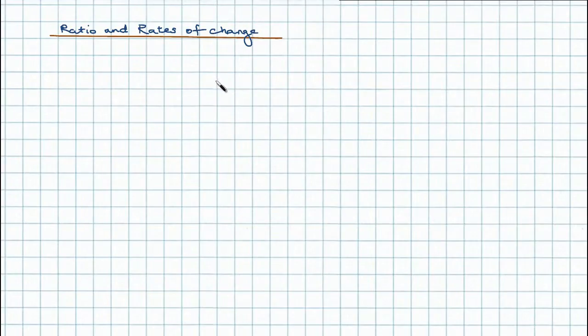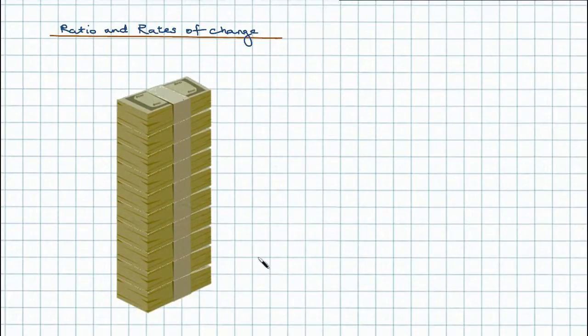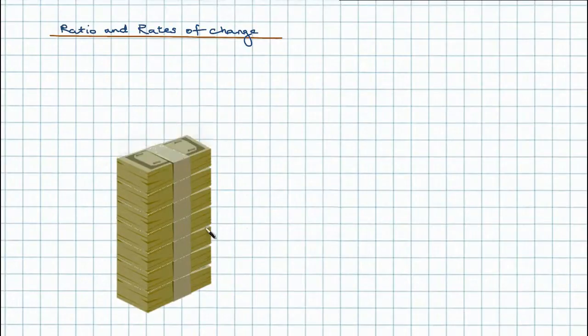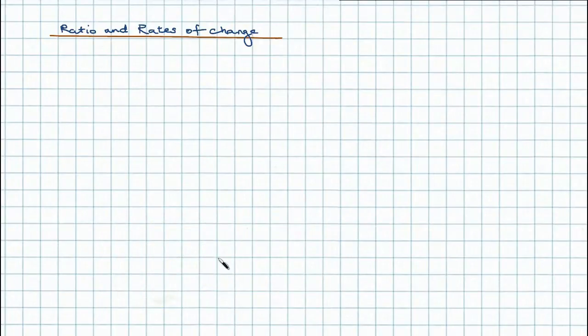So in this video we're going to look at rates of change. So what do we mean by rates of change? Well, let's think about money. Money can increase at a steady rate like this, or it can fall away. It can diminish at maybe a fast and then a slightly slower rate until finally it disappears altogether.